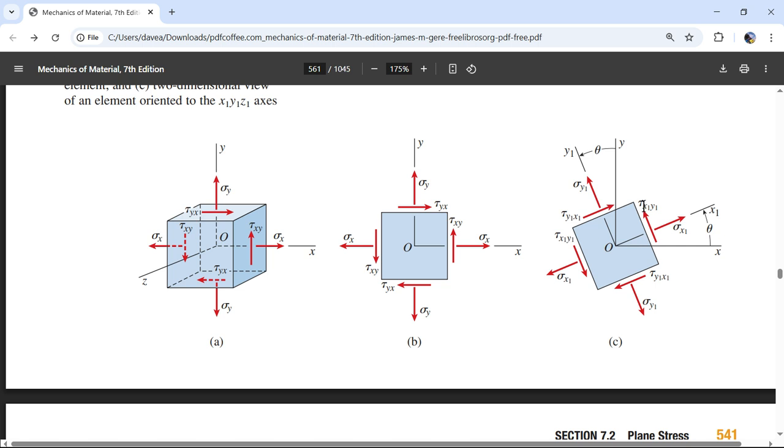Because, see, this is Tx1y1. And let's go over sign convention again. This is our new axis, x1. This is our new axis, y1. This shear is on the x1 face, the positive x1 face, in the positive y1 direction. This is on the negative x1 face in the negative y1 direction. Negative, negative is going to be a positive, so these are synonymous. So negative Tx1 negative y1 is the same thing as Tx1y1.